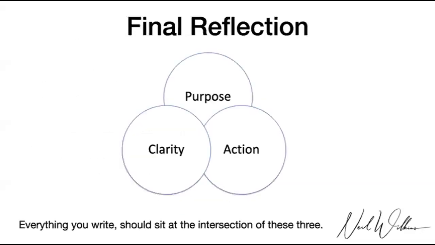But as a final reflection, everything that you write, everything that you create, if you want to be marketing message friendly, if you like, with purpose, should sit at the intersection of three things: purpose, clarity, and action. That's the sweet spot. Writing with purpose, writing with clarity, and stimulating a positive action from it. Because if any of those three things are missing in the next message that you publish, there's work to be done. So this is now your mantra: purpose, clarity, and action in everything you do.